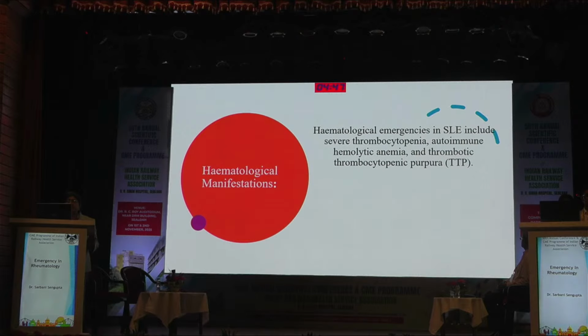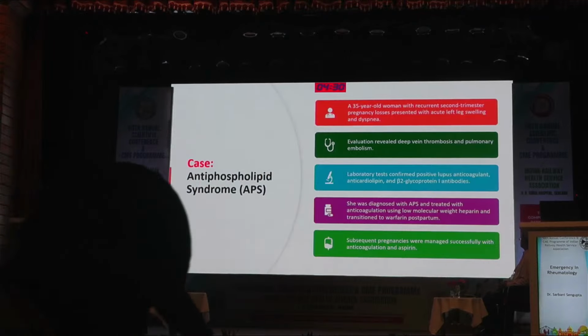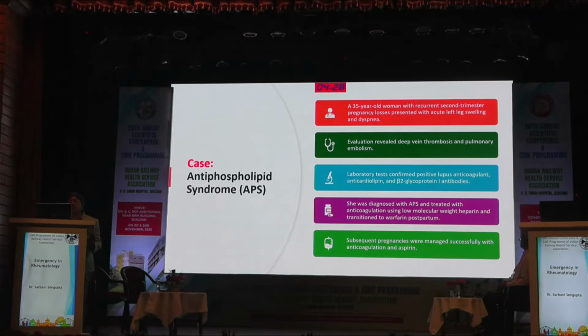Hematological emergencies: a patient may attend the emergency department with severe massive bleeding due to severe thrombocytopenia. There may be autoimmune hemolytic anemia causing severe anemia, and the most dreadful hematological condition is thrombotic thrombocytopenic purpura, which may be life-threatening.